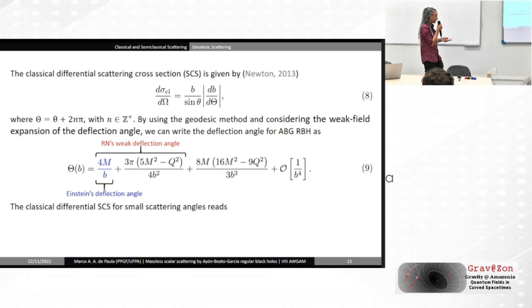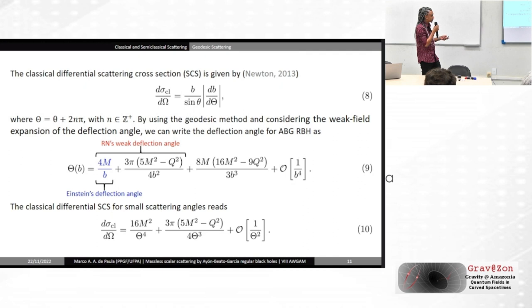So the classical differential scattering cross section for small scattering angles is given by equation 10. And as you can see, this is the same result that we obtained for the Heisenberg-Euler case, as expected. And we also see that the classical differential scattering cross section diverges for small scattering angles as theta tends to zero. And the black hole charge contributions are not very important in this limit for weak deflection angles.